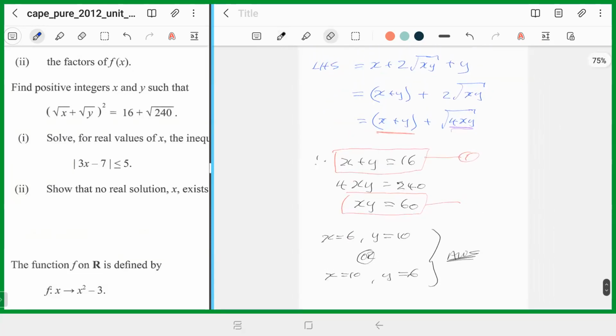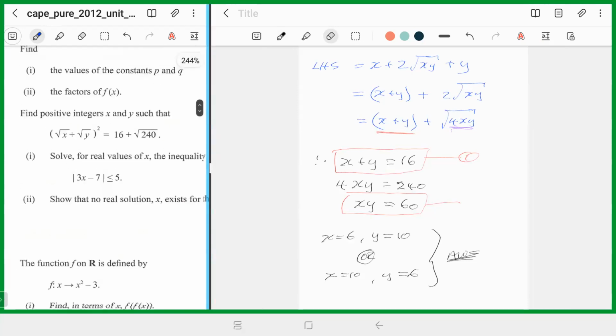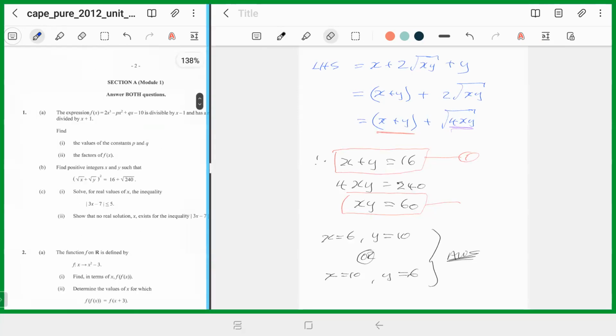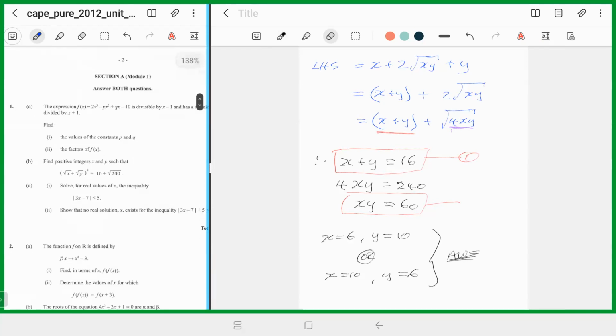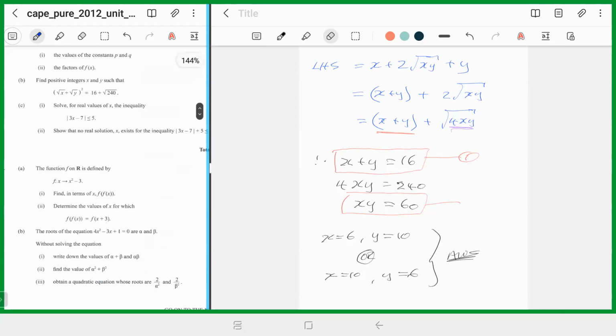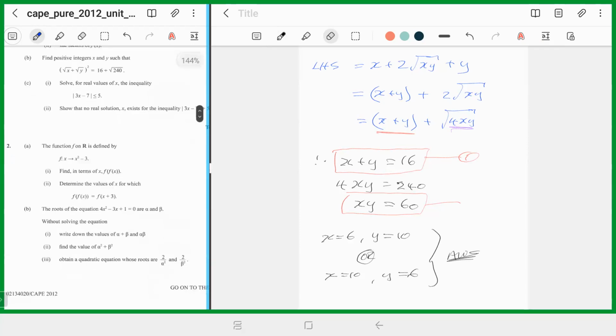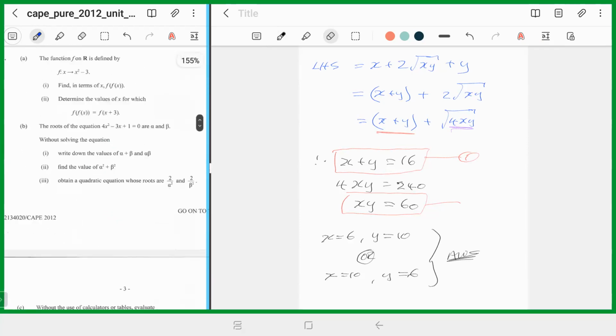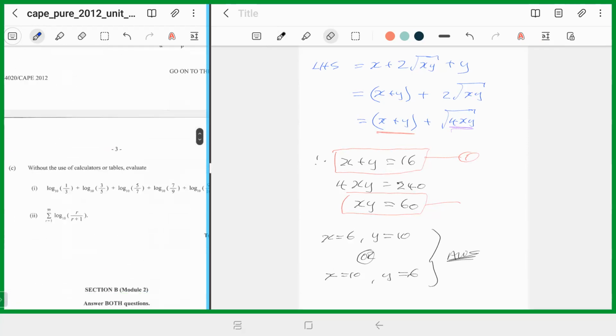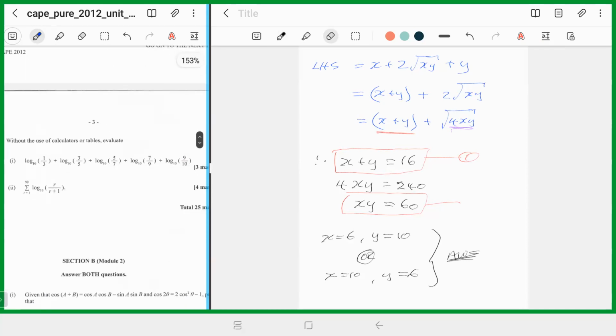That was from 2012, guys. That was the only surds question. Let me see if there's a logs question on it. Let's see if there's any logs in 2012. Aha, there you go. There's a logs question for you. But are you all right with this one on the screen?